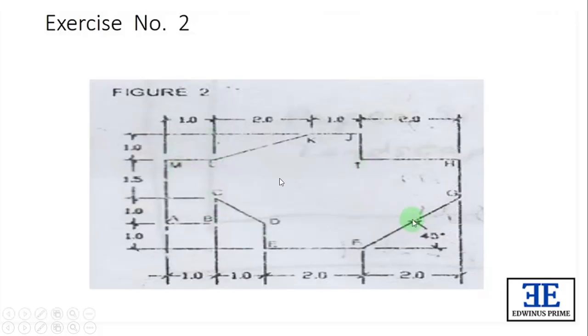So another application of our polar coordinate is for our figure number 2. Figure number 2 has a slanting line, so we have here an angle of 45 degrees. And some of the parts of this figure 2 have an unknown angle, so let's try to solve it later.